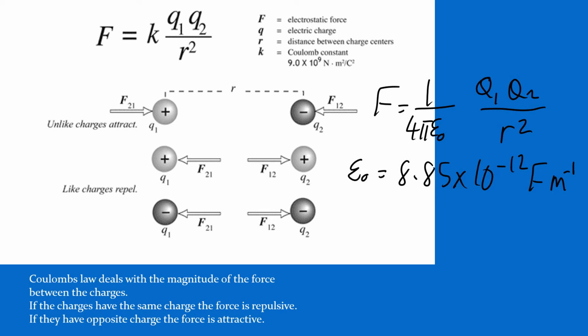So that's what we're dealing with. K can be shown to be this, so 9 times 10 to the 9 newtons meter squared per Coulomb squared. And again, we can write that as 1 over 4 pi epsilon naught. So you'll see it on your formula sheet as this, 1 over 4 pi epsilon naught.